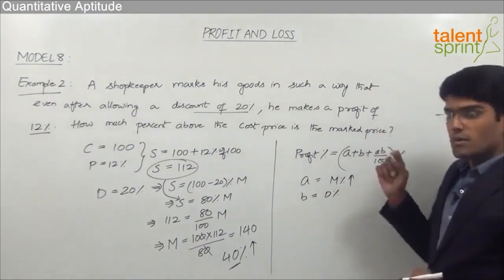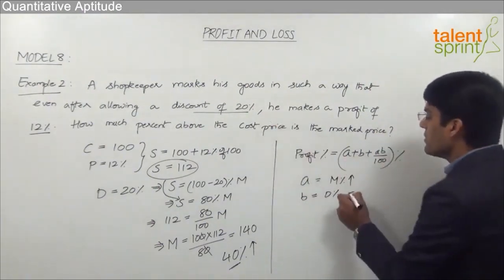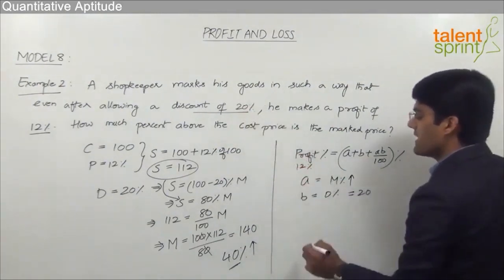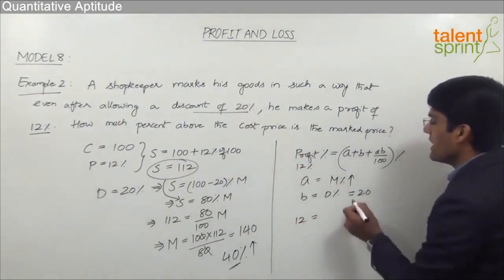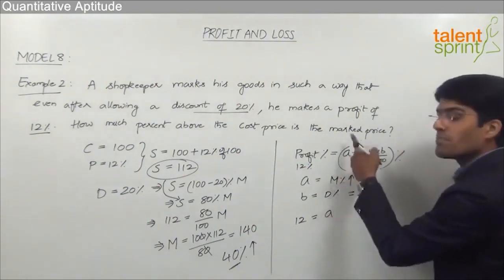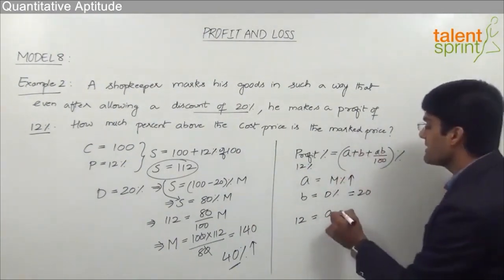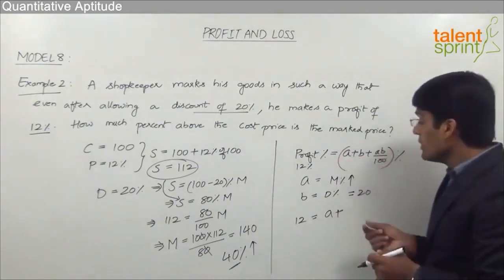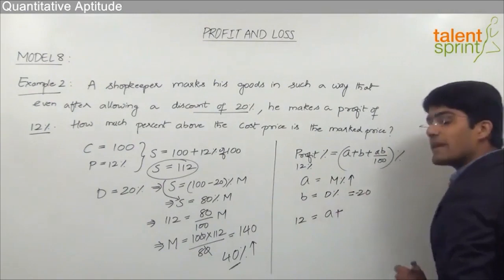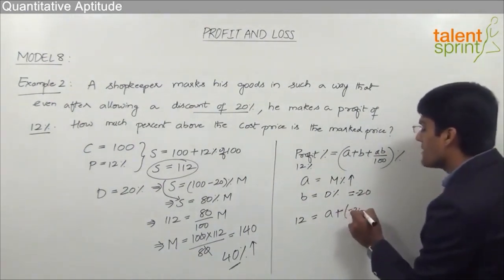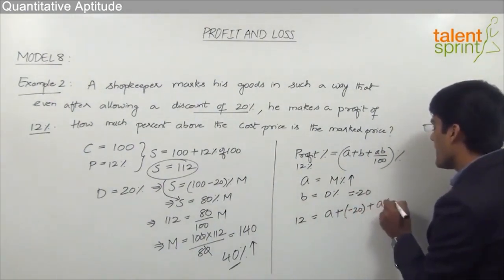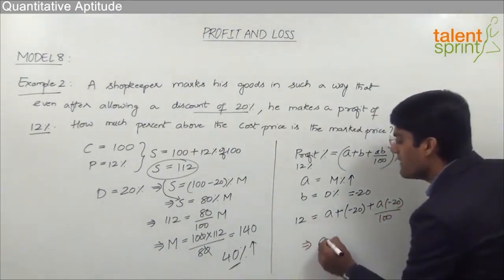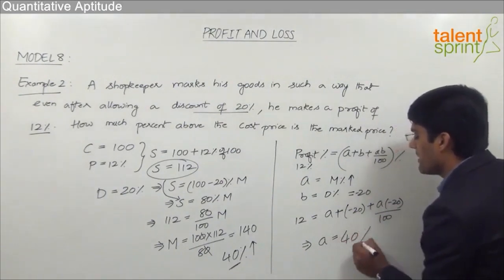Now, if you look at the given question, the discount percentage is equal to 20 and the profit is equal to 12%. So we can say that 12 should be equal to A, that is the percentage by which marked price has been taken above the cost price, plus the discount. Now, because discount is a decrease in value, it should be taken as minus 20. So B should be taken as minus 20, plus A into minus 20 by 100. Now, if we try to solve this equation, we find that A will be equal to plus 40%.